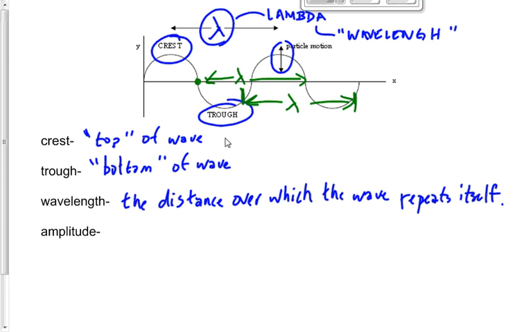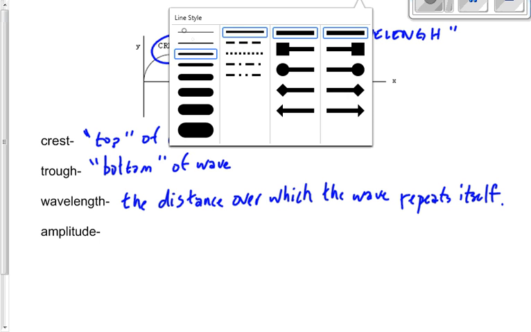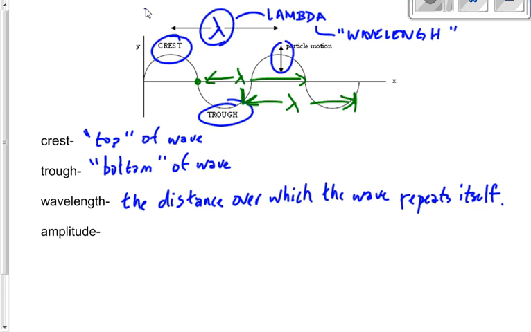Now, the amplitude is the height of a wave. And it's related to the energy. In other words, and it doesn't take a rocket scientist to figure this one out, the higher the wave, the bigger the wave, the more energy it carries.